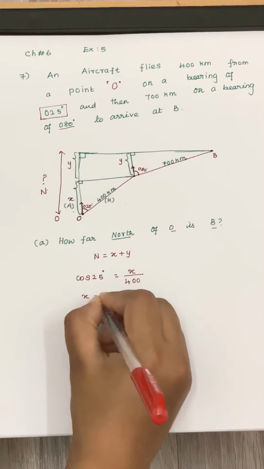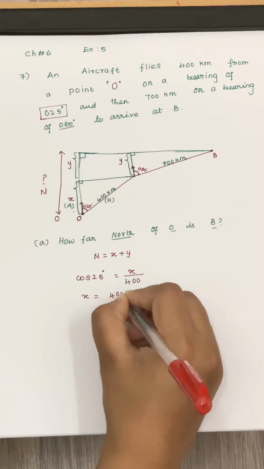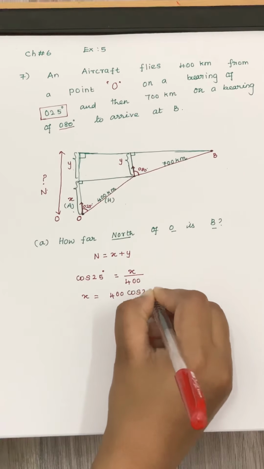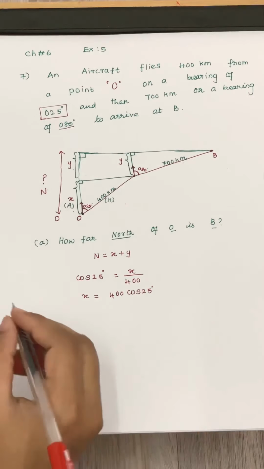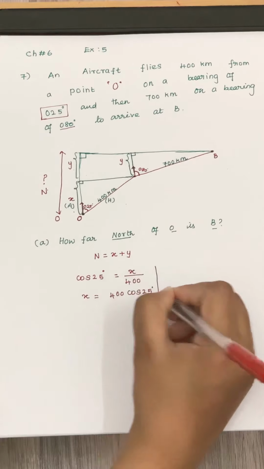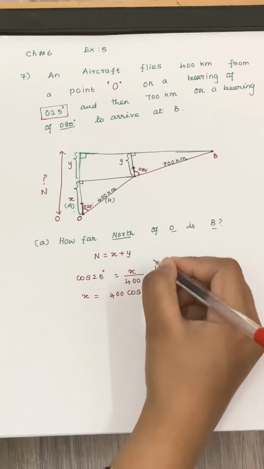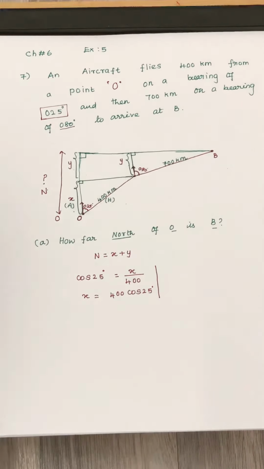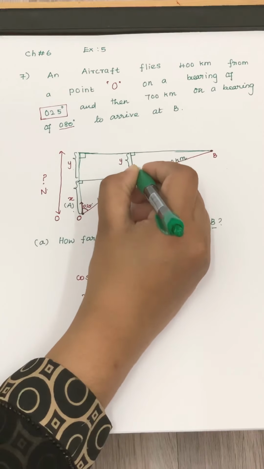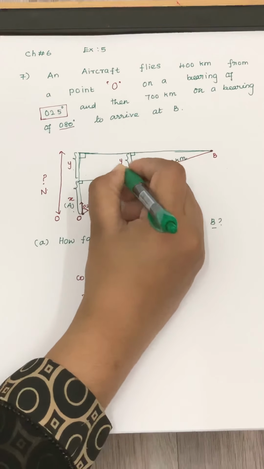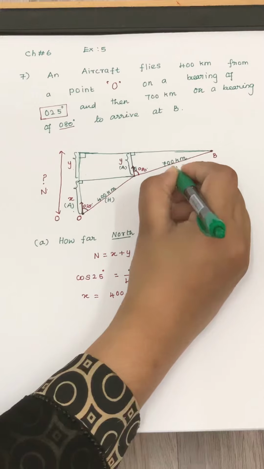So X equals 400 cos 25. I found my X. The same way, please find your Y also. How do you find your Y? Same. Label the side. This Y is near to the given angle, so it is the adjacent side. This is the hypotenuse side.